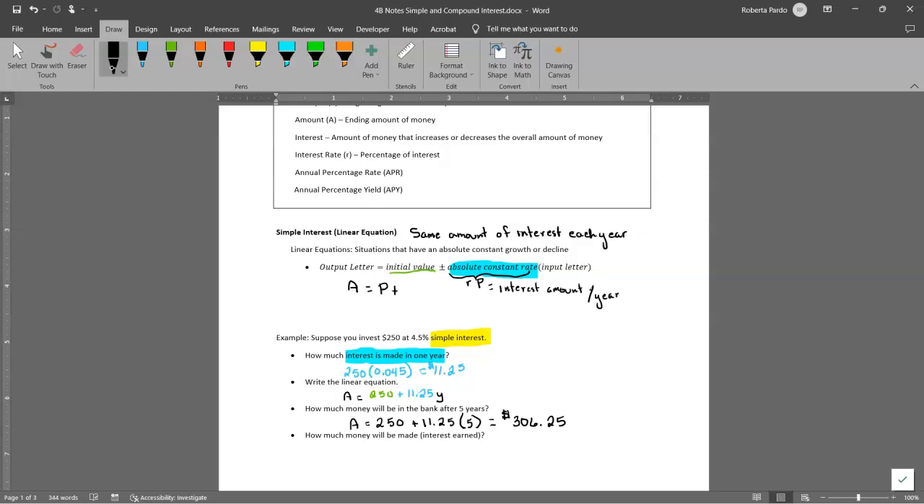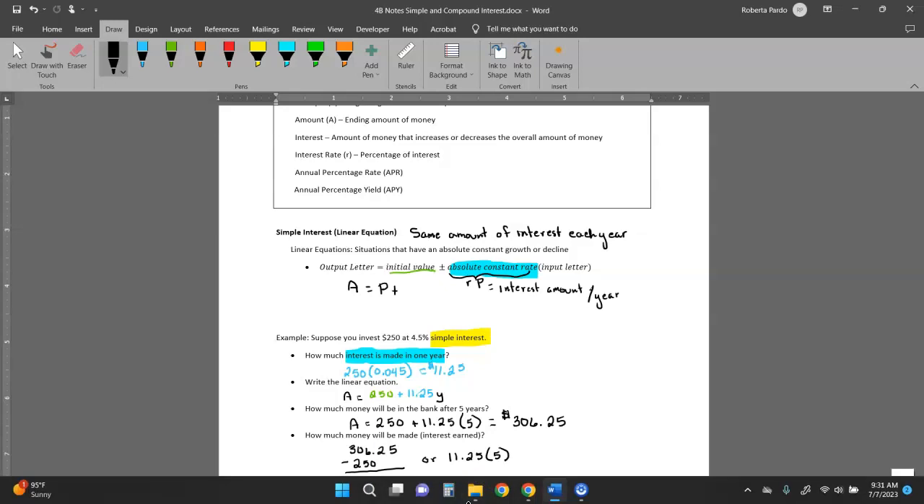So this is how much money we will have in 5 years. How much interest was earned in those 5 years? We started with 250, so we can do one of two things. We can take $306.25 minus our $250, and this is how much interest we made. Or in this particular case, for simple interest, we can take just $11.25 times 5. That'll give us the same amount, because that's how much was added to the $250.